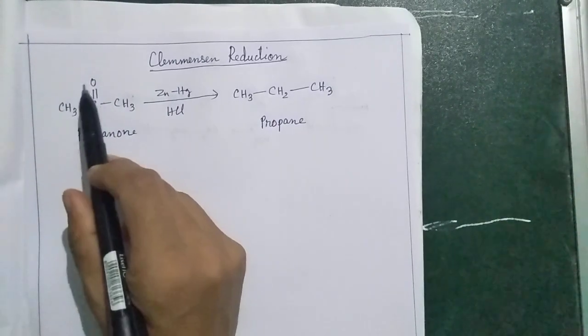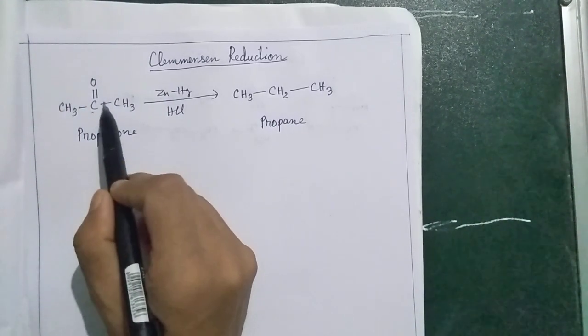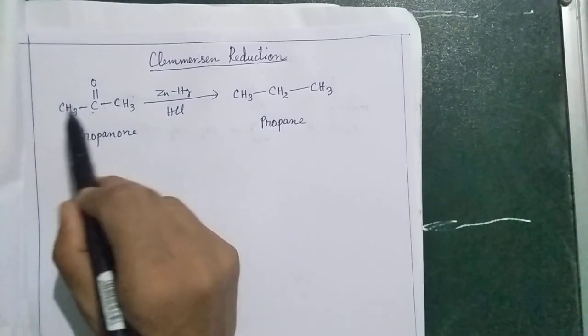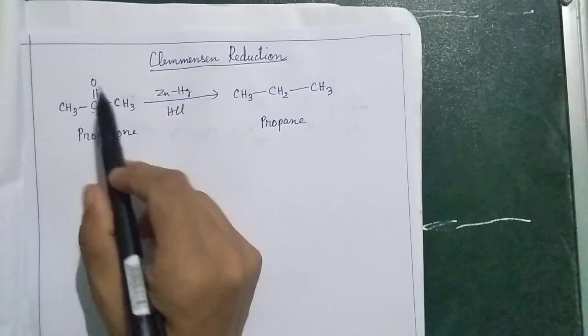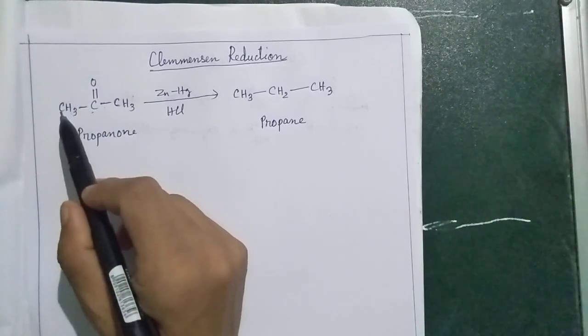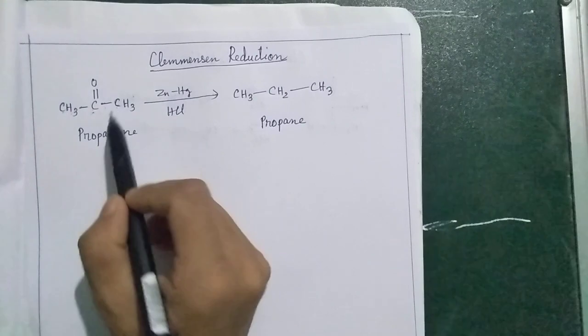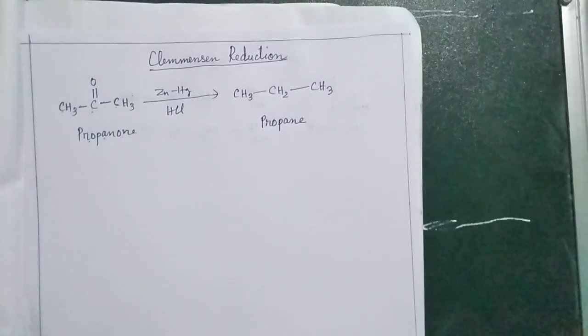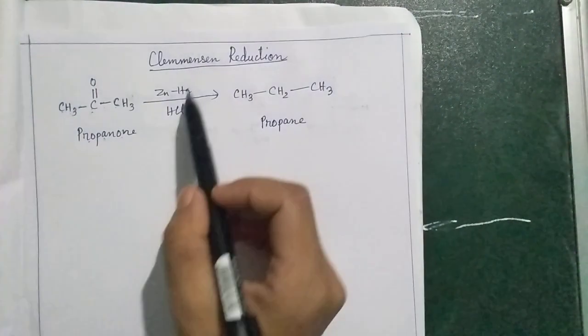Okay, carbonyl carbon, and now this carbonyl carbon is directly attached to R, that is carbon. Here it is carbon, so this is a ketone, and the name of this ketone is propanone. Why? Because it has a 3 carbon chain, 1 2 3, so propanone. Now what is the reagent of this reaction?